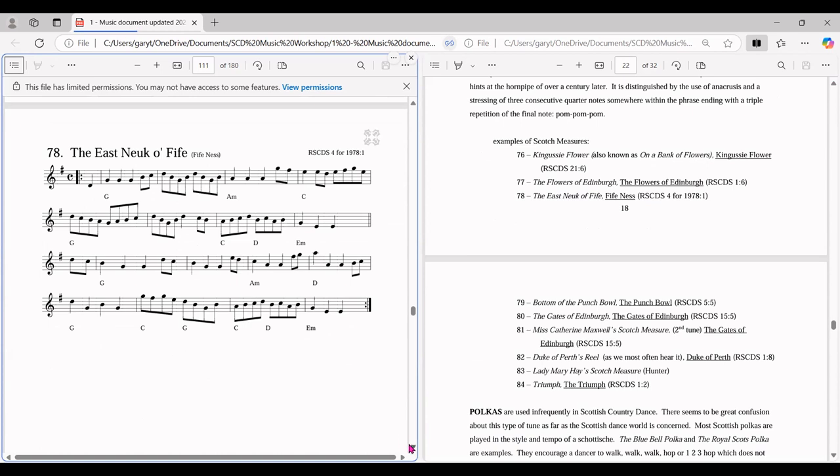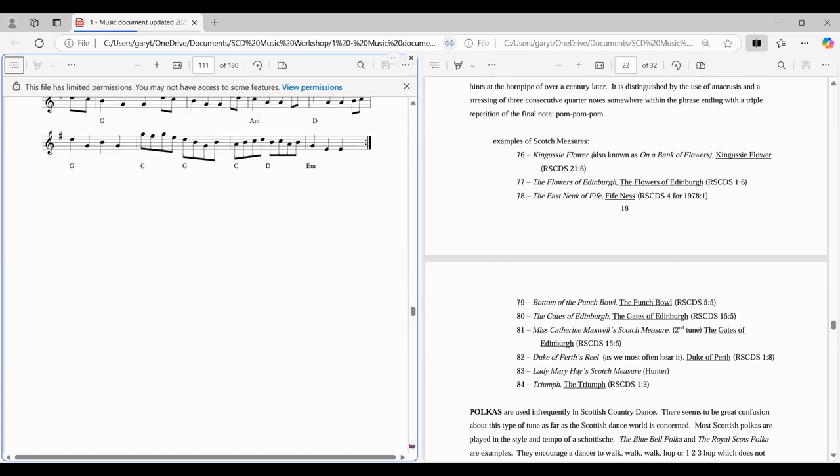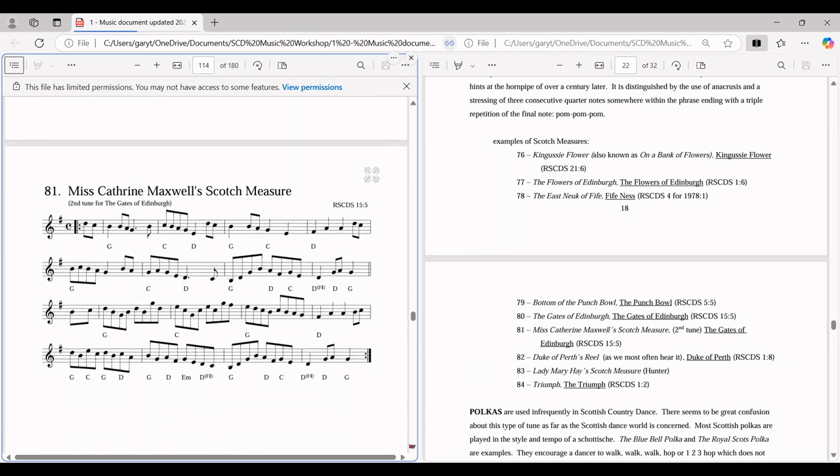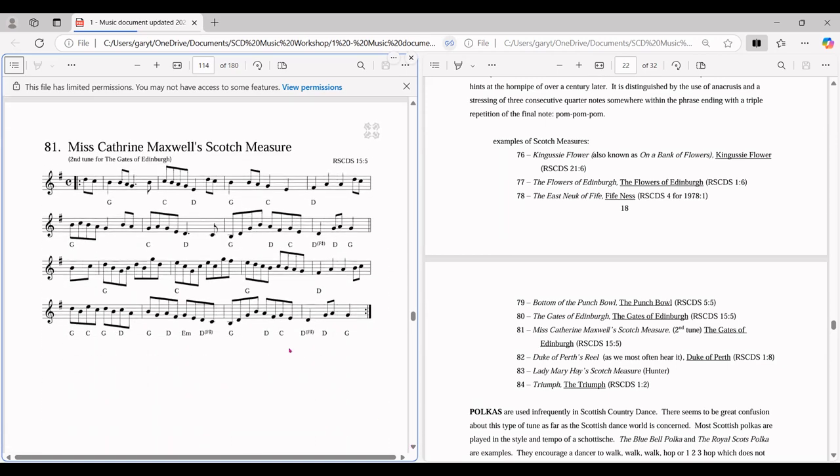So you hear that yum pum pum comes up over and over again, but to me, it doesn't take you to the sea. And I hope for you the same is true. One feels very nautical and the other one not, both having the yum pum pum signature. Number 81, Miss Catherine Maxwell, ranks up there as one of the all-time favorites.